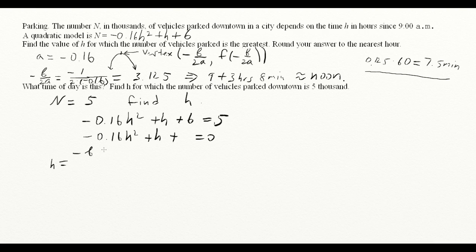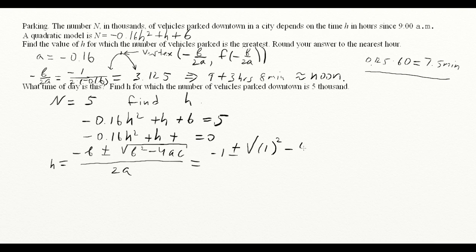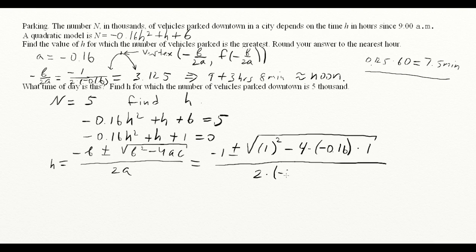H is equal to negative b plus or minus the square root of b squared minus 4ac, divided by 2a. Let's start plugging things in here. We have negative 1 plus or minus the square root of, our b here is 1. I'm going to put it in parentheses just in case. You don't really need parentheses here, but if b is negative, you would need the parentheses before you square b. Minus 4 times a, which is negative 1600, times c, which is 1. Oh, I forgot c here. C is 1. Divided by 2 times negative 1600.